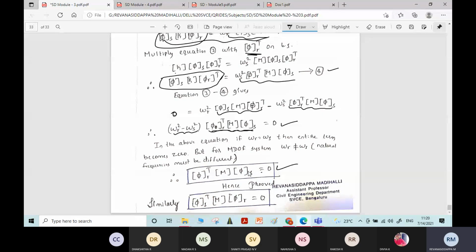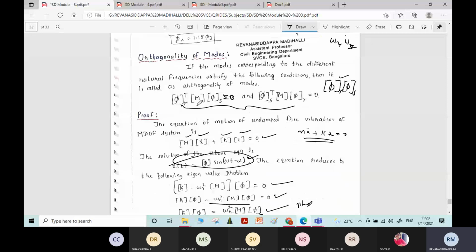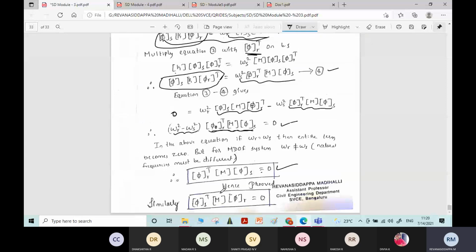Okay, similarly, if you want to prove pi r transpose into m into pi r, similarly write that equation and equate it to 0. That's it. Okay, very simple procedure. You need to remember 2 equations.